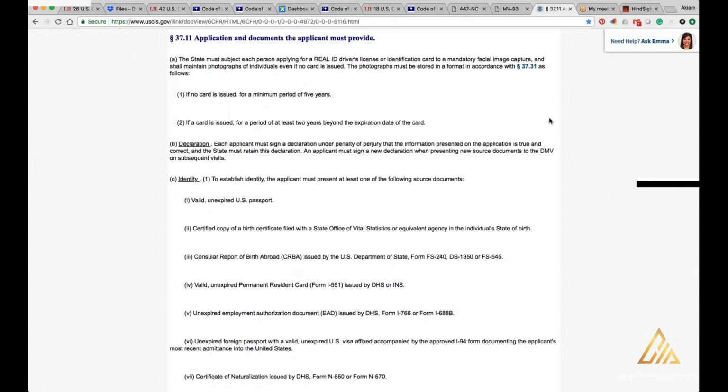The photographs must be stored in a format in accordance to Section 37.31 as follows: if no card is issued, for a minimum period of 5 years; if a card is issued, for a period of at least 2 years beyond the expiration date of the card. So you go in there, they're going to hold your picture in their database for 5 years if you get no card, and it's going to remain in their system as long as the ID is valid and up to 2 years beyond the period of expiration. So if you get one of those 10-year licenses, they're gonna have 12 years on you to hold that information.